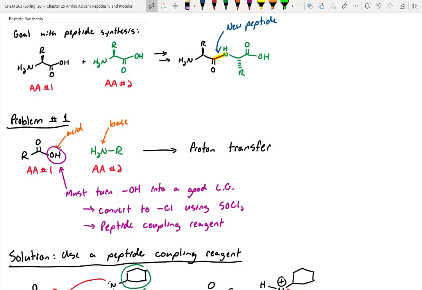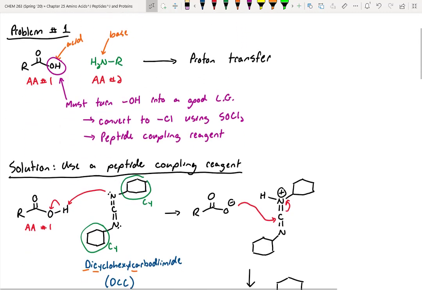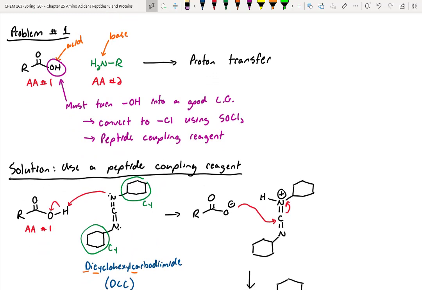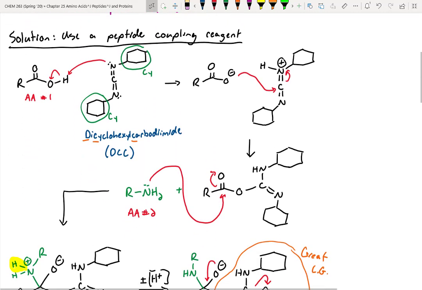Okay, in our last video we looked at peptide synthesis, and we said the main goal was to link these two peptides together to form a new peptide bond. And we said the problem was it would do acid-base chemistry, and the carboxylic acid OH is a really bad leaving group. So in the last video I showed you how to use the peptide coupling reagent, DCC, to overcome those two obstacles. But we're not quite done yet.